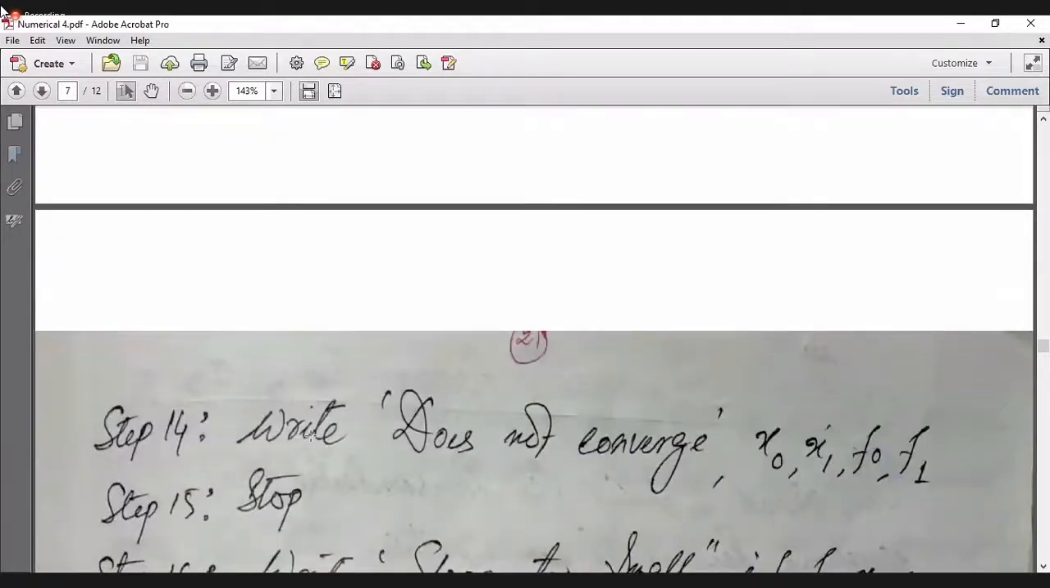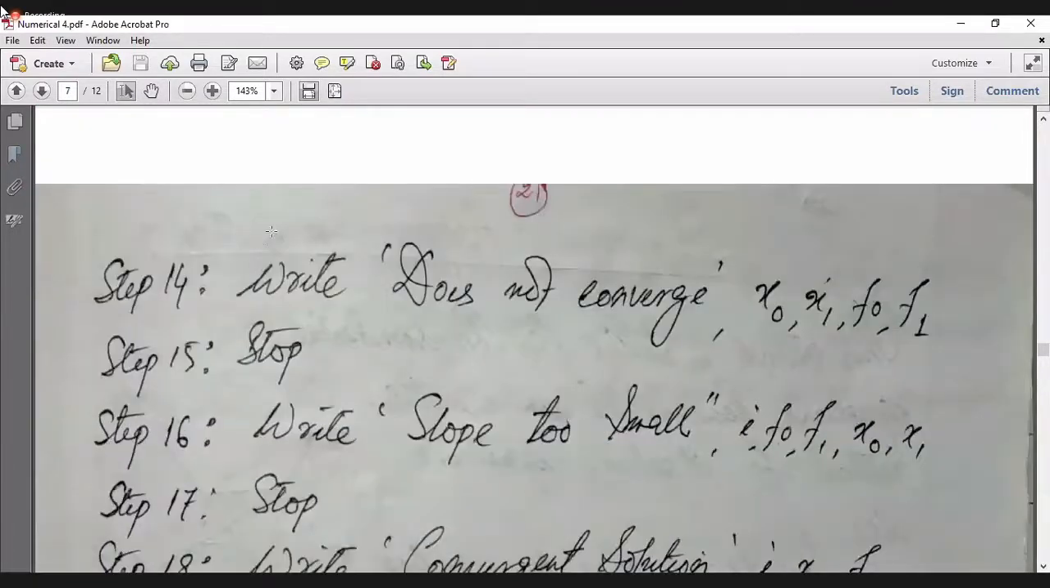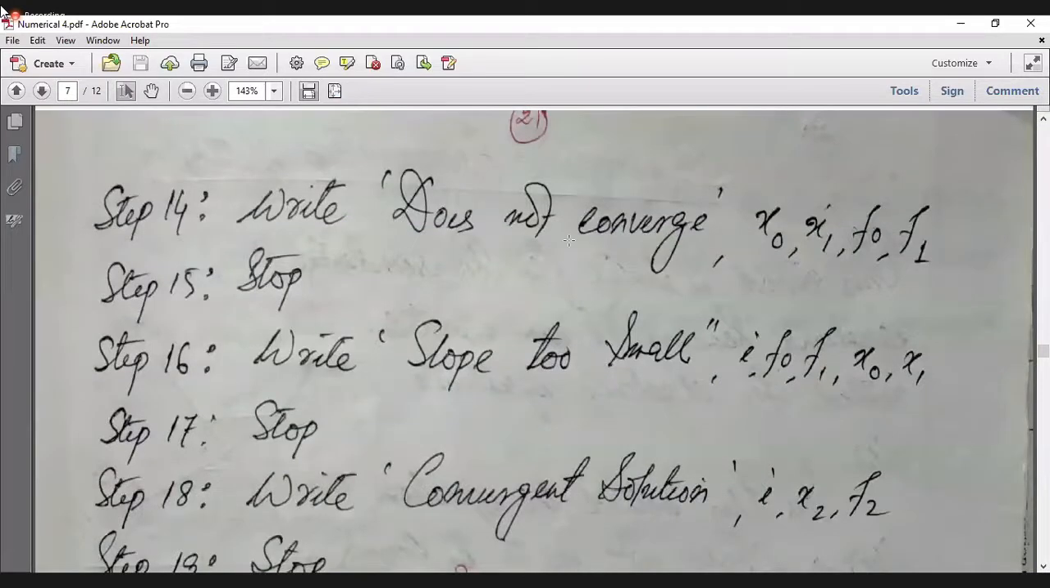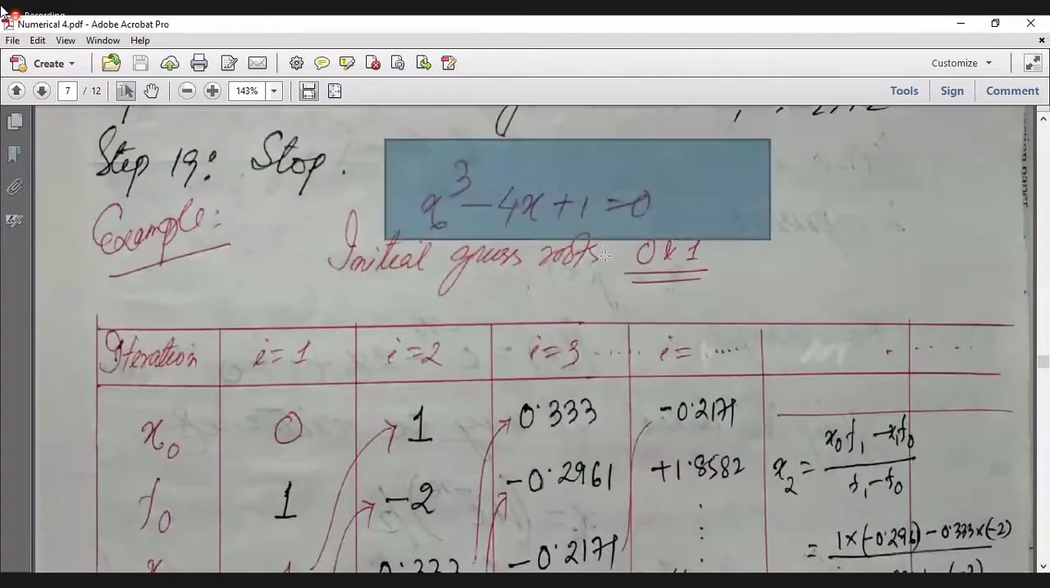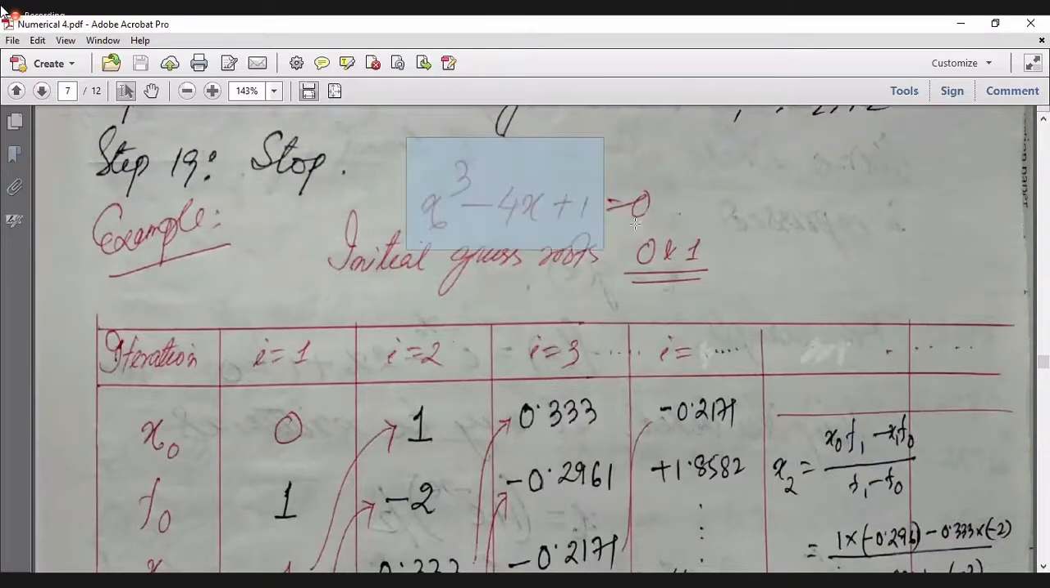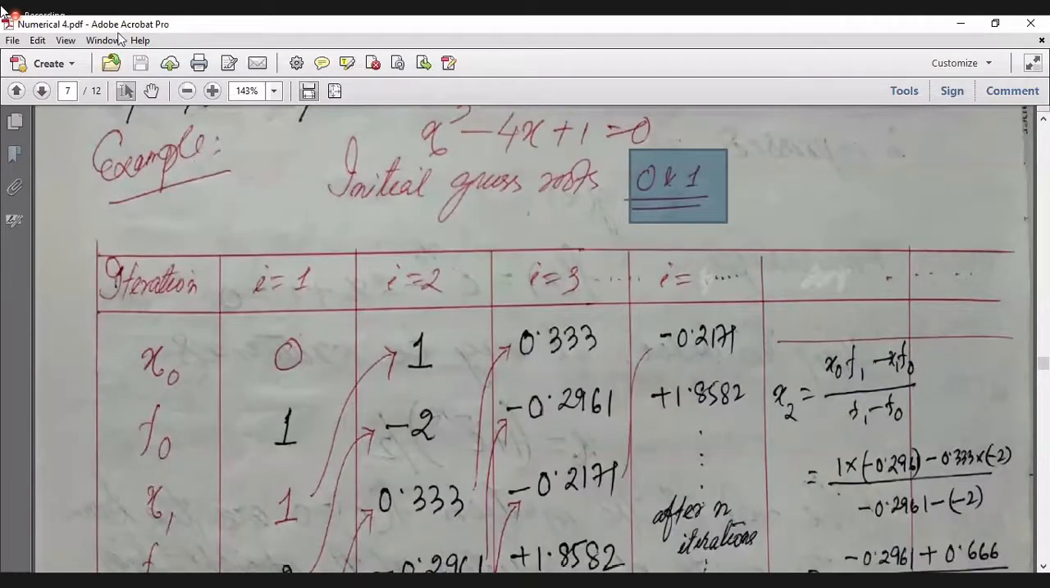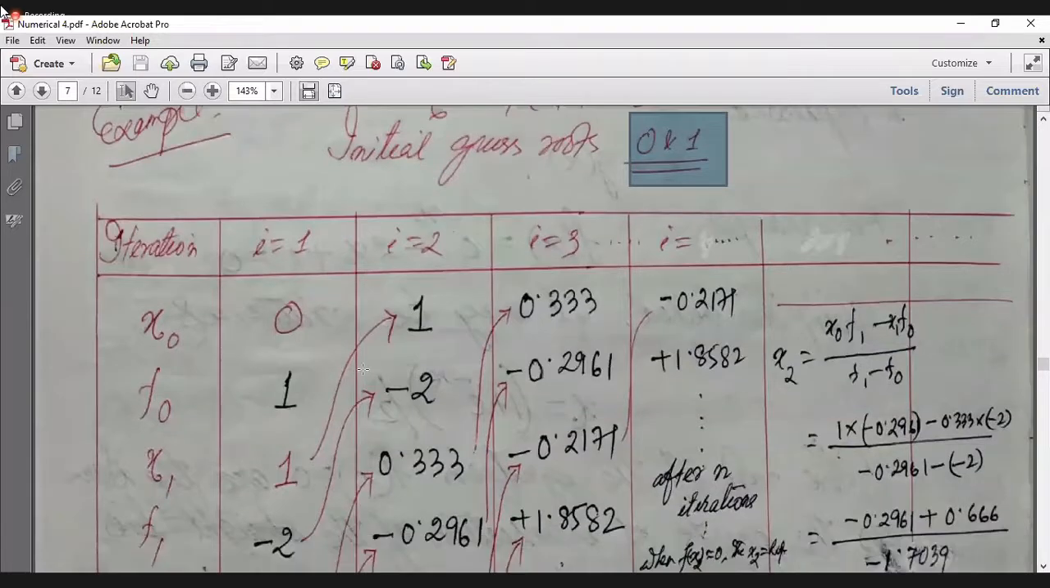Now, let us come again to an example. This is our question, and this is our given function. We need two starting points, so let me take 0 and 1. Please see here very carefully. This is my two starting points, 0 and 1.